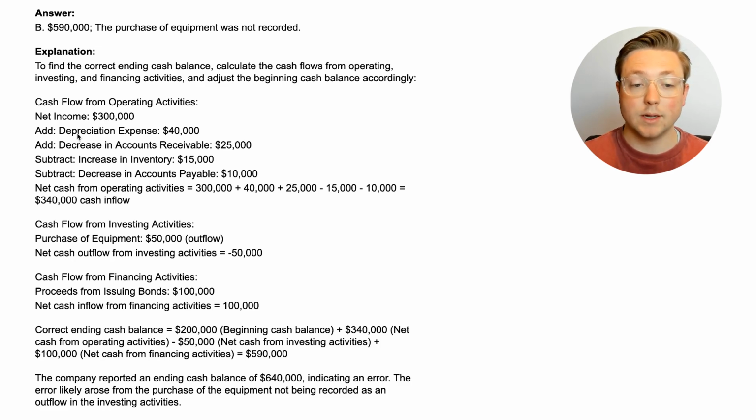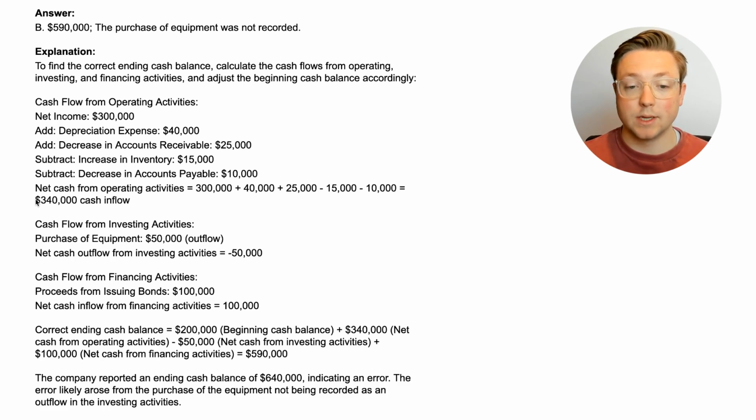So we adjust for the depreciation expense, we add that back. We add back any decrease in accounts receivable. We subtract any increase in inventory. We subtract any decrease in accounts payable. And all that together gets us $300,000 plus $40,000 plus $25,000 less $15,000 less $10,000 gives us $340,000 of cash inflow for operating activities.